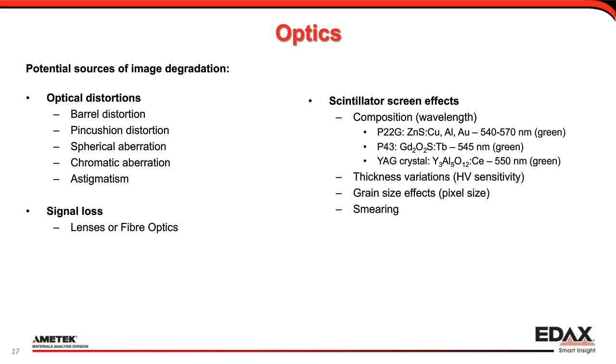And another thing is the grain size effect. So how big are the particles on your phosphor screen? And that basically also smears the signal a little bit in what finally gets to your detector. So the original signal coming from your sample going into your detector has a lot of hurdles to overcome before we can actually find it.